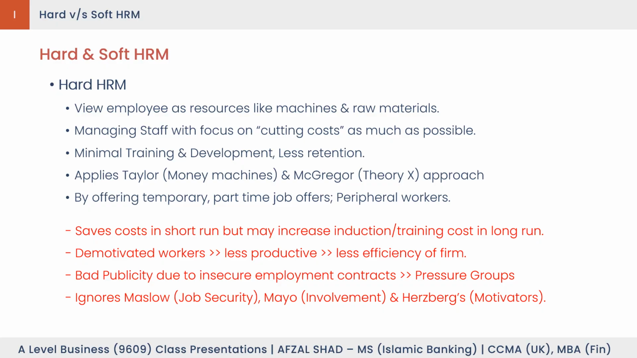The first element is the hard HRM versus the soft HRM approach. So have a look. What is hard HRM? Hard HRM is when we are viewing the employees as a resource like the machines and raw materials. So hard HRM में हम अपने employees को क्या देख रहे हैं? As a resource like the machines and the raw materials.